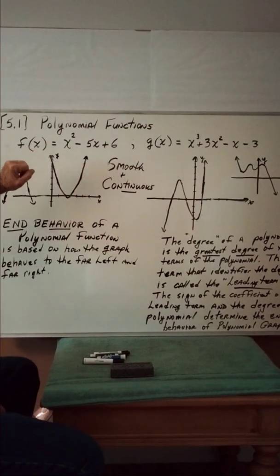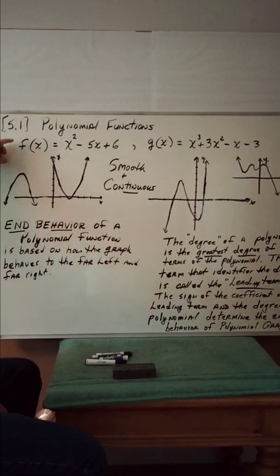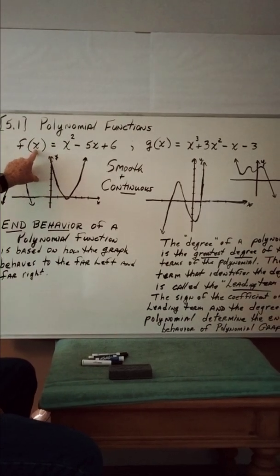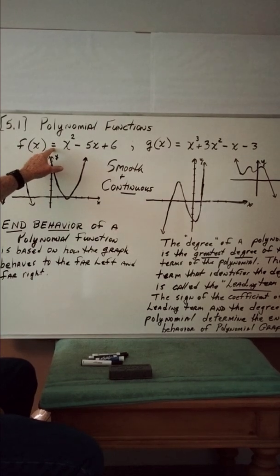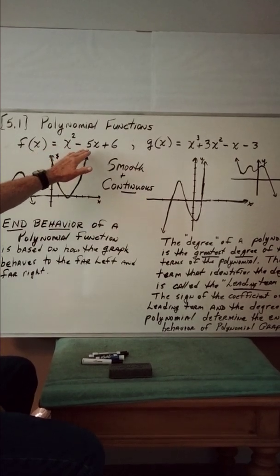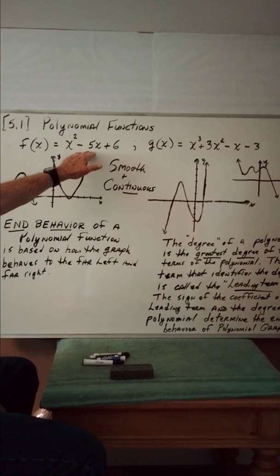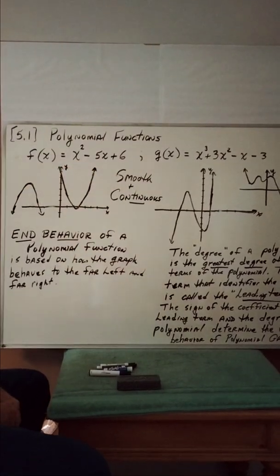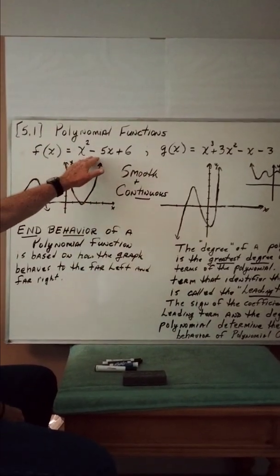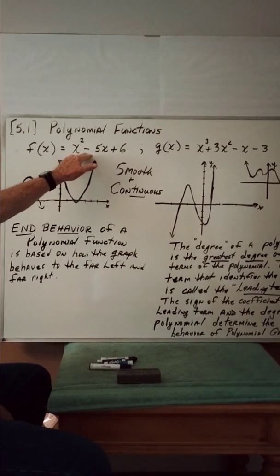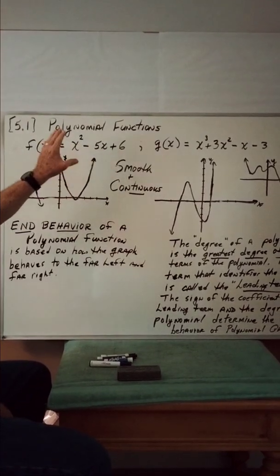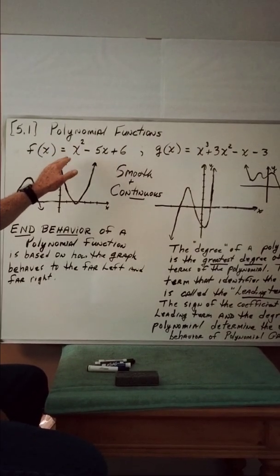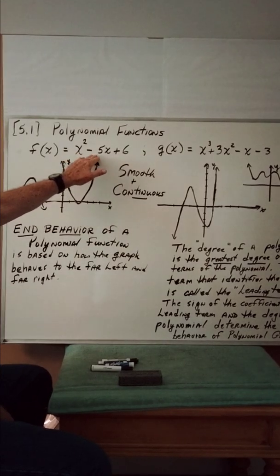So this one right here, read in the following way. The value of function f when the domain is x is equal to the range of x squared minus 5x plus 6. And people, that range of x squared minus 5x plus 6 is a polynomial, specifically a trinomial. So a polynomial function is a function that is defined by a polynomial expression.